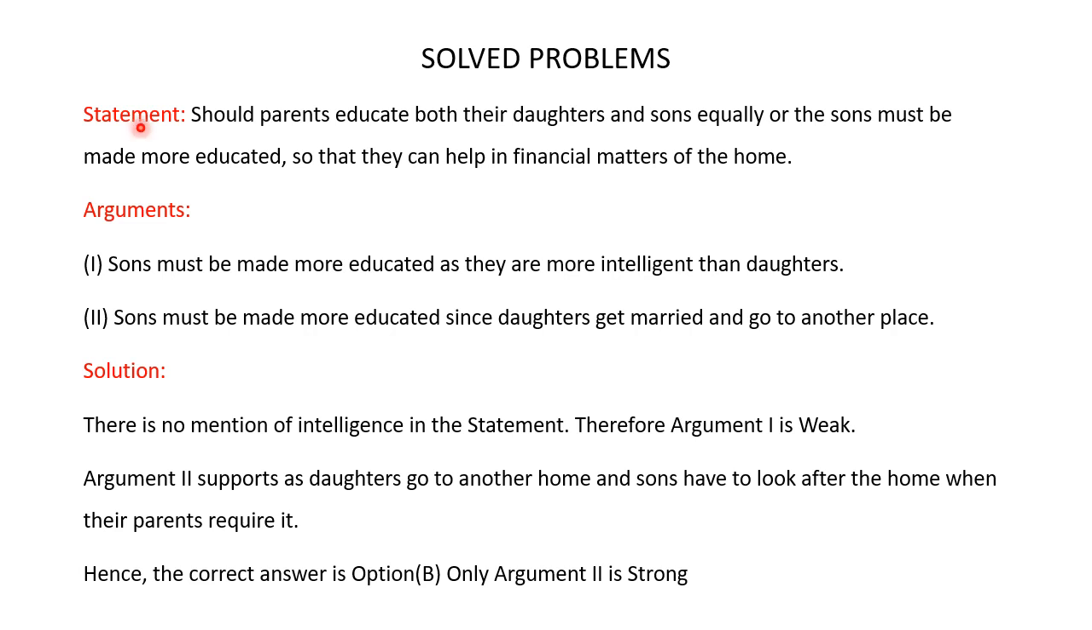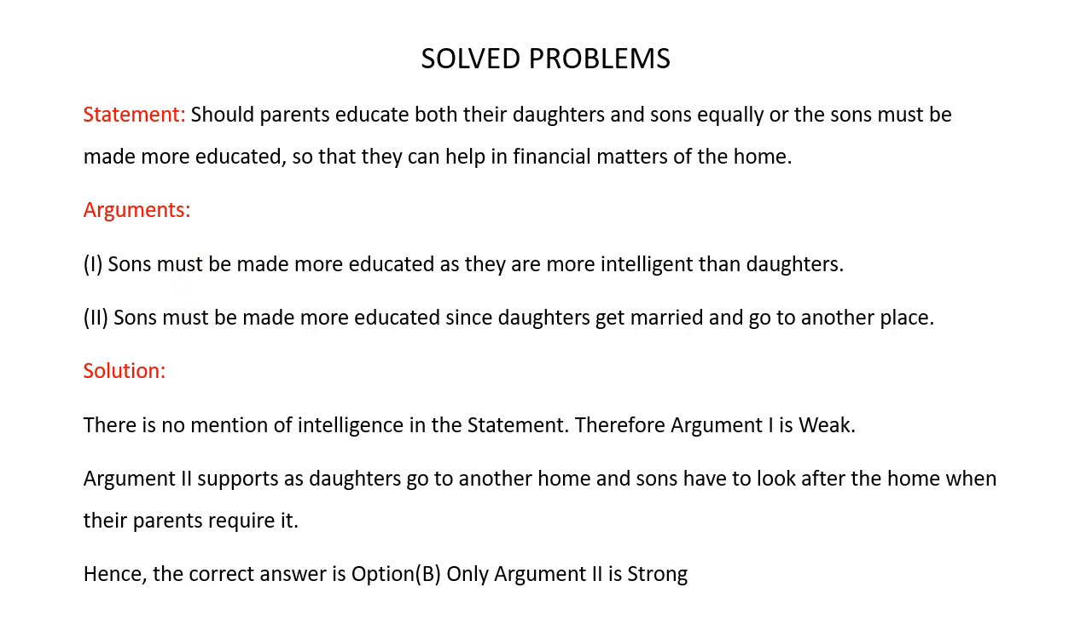Statement. Should parents educate both their daughters and sons equally, or the sons must be made more educated so that they can help in financial matters of the home? Arguments. Argument 1. Sons must be made more educated as they are more intelligent than daughters. Argument 2. Sons must be made more educated since daughters get married and go to another place. Now let's find out which of these arguments is strong.